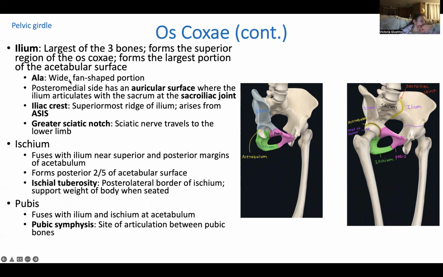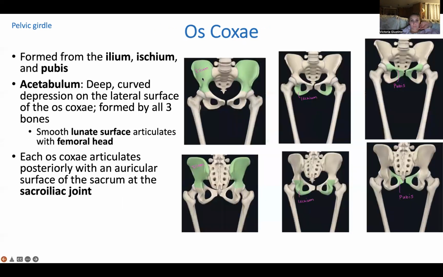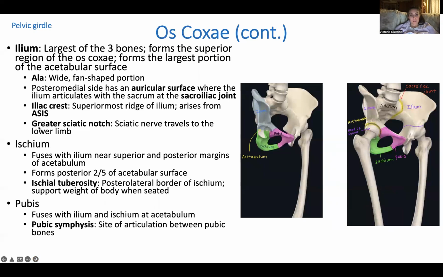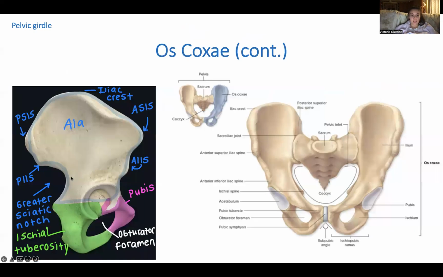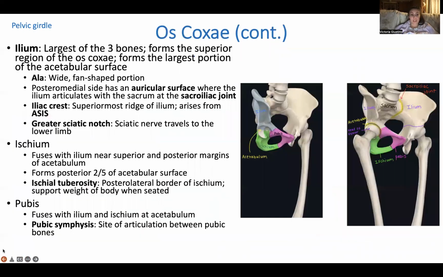You don't need to know too much detail, but what you do need to know is that here's the iliac crest. If you feel your hip bone, it's the superior most portion of the os coxae. And the greater sciatic notch, it's on the more medial side. Here's your greater sciatic notch of your ilium, and then that would be right here. That's just where your sciatic nerve is going to be traveling all the way down to your lower limb.